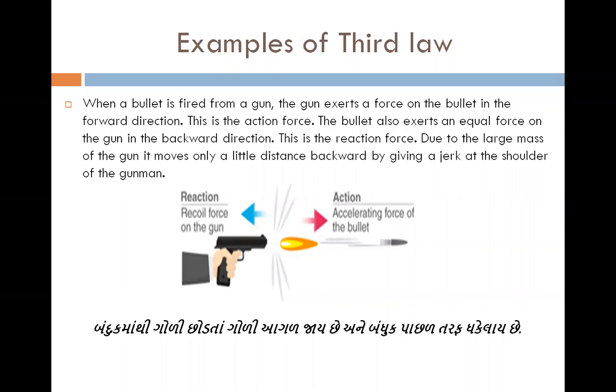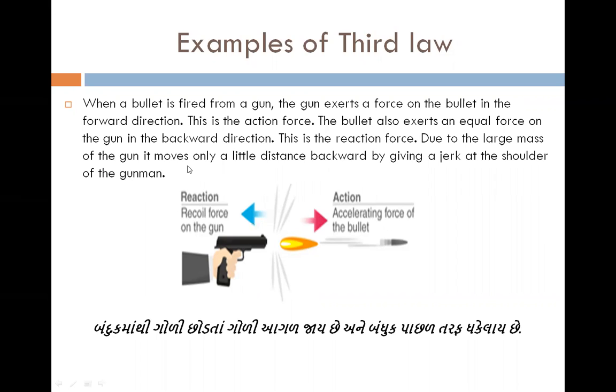A bullet fired from a gun is a very common example. The gun exerts a force on the bullet in the forward direction. This is the action force. The bullet also exerts an equal force on the gun in the backward direction. The same amount of force is exerted, but in the reverse direction. This is the reaction force. What was the action? The bullet is firing. And what is the reaction? That is the recoil force of the gun.